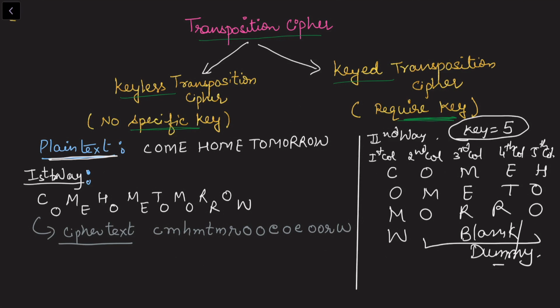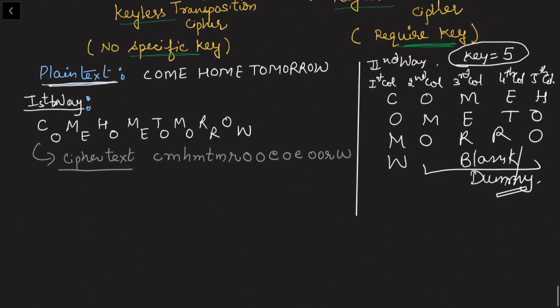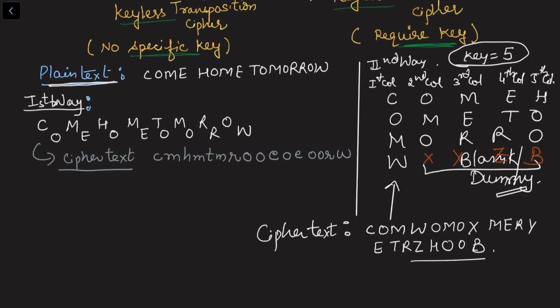Now these places you can either leave blank or put a dummy character here, as I explained in my last example. By putting a dummy character, now read this column-wise. So if I simply read from the first column, the ciphertext would be COMW, and then we read the remaining columns. We get this, or we can decide the key as a permutation.